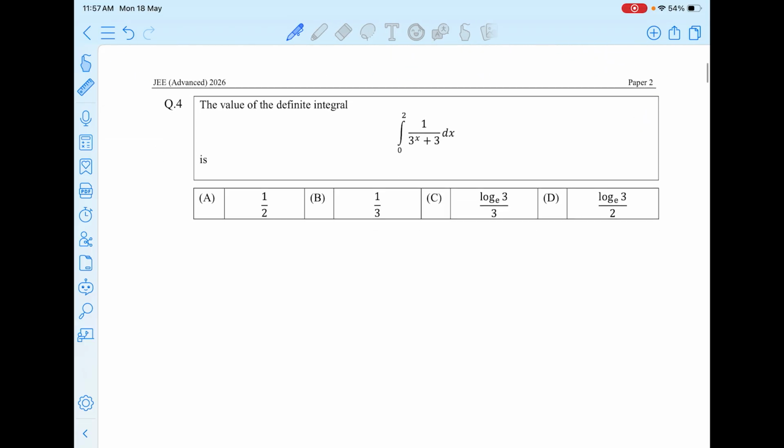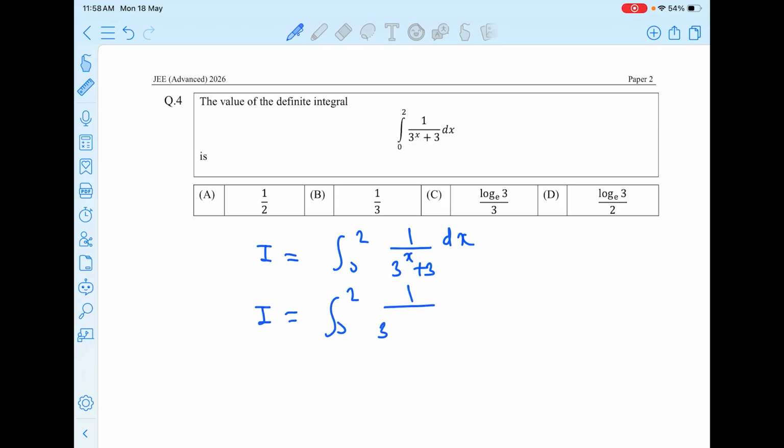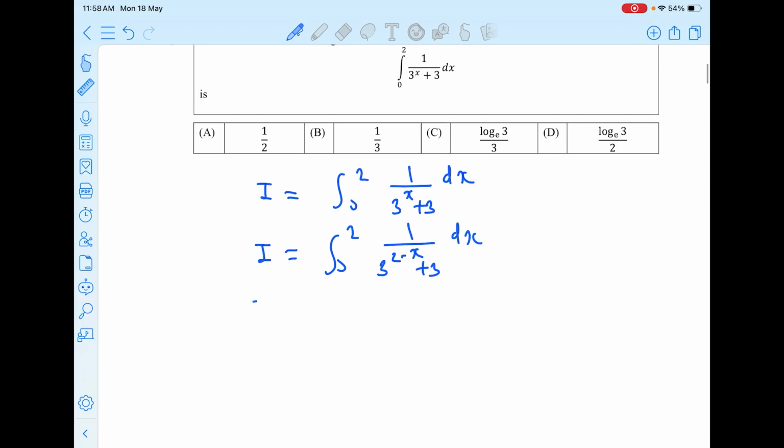Okay, so this is also an easy problem. The value of the definite integration. Again, the most important property in definite integration is what we have to apply. I is equal to the integral from 0 to 2 of 1 by (3 power x plus 3) dx. In place of x, if you replace 2 minus x, so integral 0 to 2 of 1 by (3 power 2 minus x plus 3) dx, so I is equal to integral 0 to 2 of 1 by (3 square by 3 power x plus 3) dx.